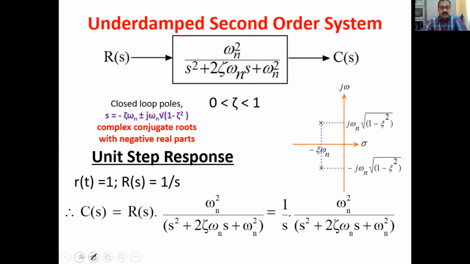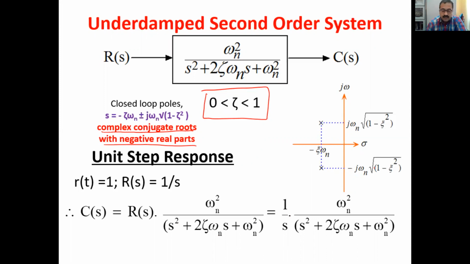So we know that an underdamped second order system means the damping ratio zeta lies between 0 and 1, and hence the poles will have negative real parts and complex conjugate roots. Okay, they are complex conjugate roots with negative real parts as shown here. You can see the pole zero map. The real part is minus zeta omega n, and the imaginary parts are plus j omega n root of 1 minus zeta square and minus j omega n root of 1 minus zeta square.